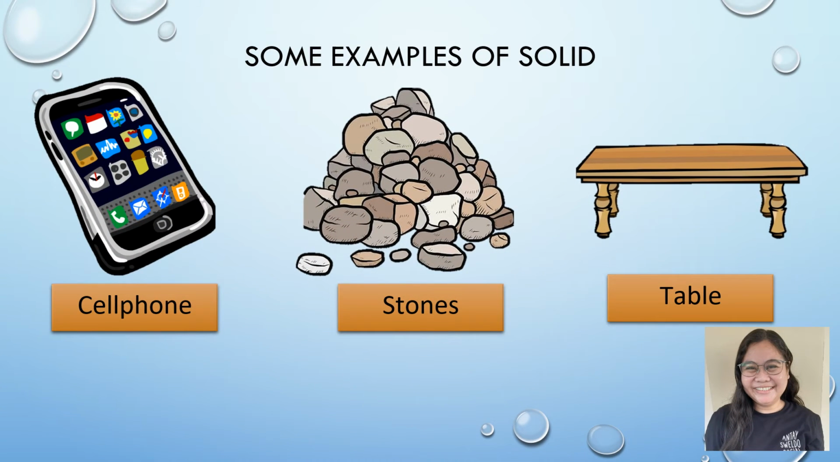Some examples of solid are cell phone, stones, table, books, pen, bag, flowers, laptop. Those are some examples of solid.